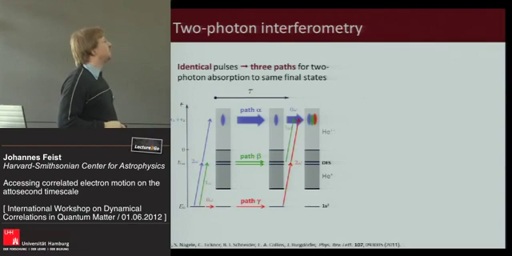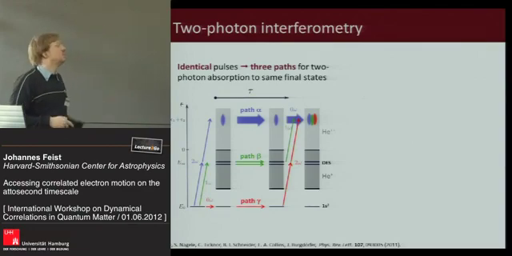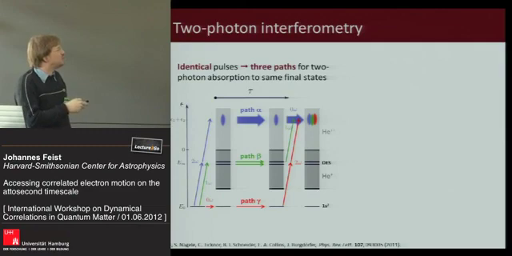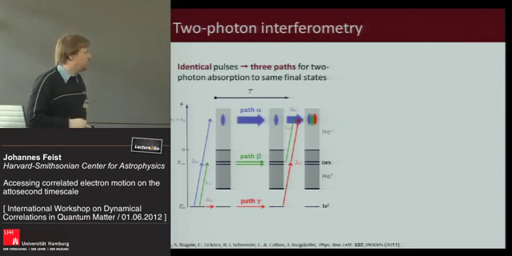But if you look at this scheme in more detail, you actually realize it's not as simple as what I just wrote down, because we're using 2 identical pulses, which means that you actually have 3 paths for 2 photon absorption that all lead to the same final states. And these are either you can absorb 2 photons in the pump pulse already and go directly to the double ionization, or you can actually stay in the ground state and absorb 2 photons just in the probe pulse, or you can go through the path that you're actually interested in, which is 1 photon from the pump and 1 photon from the probe.